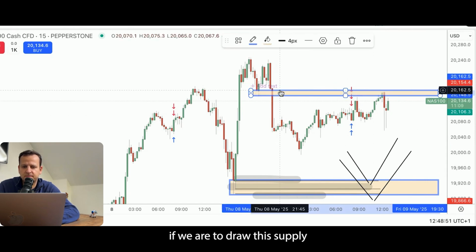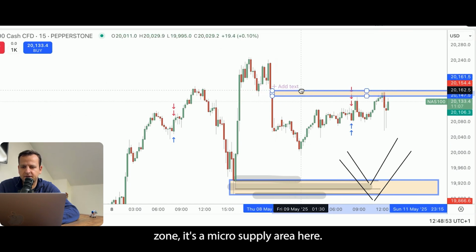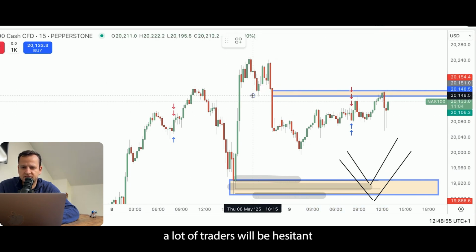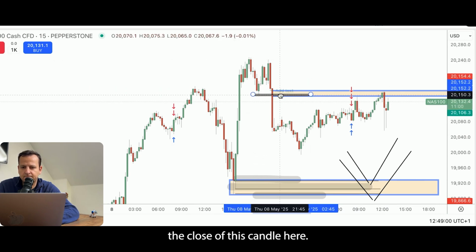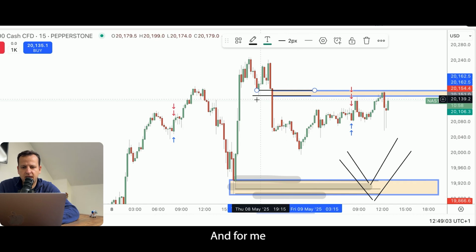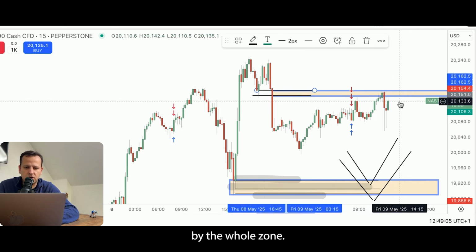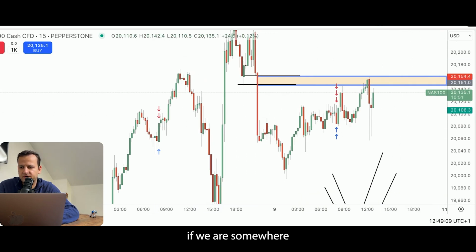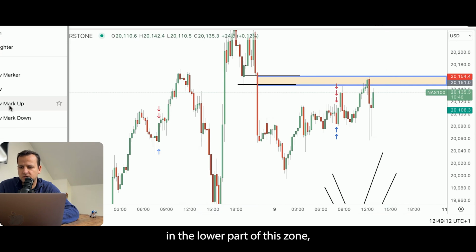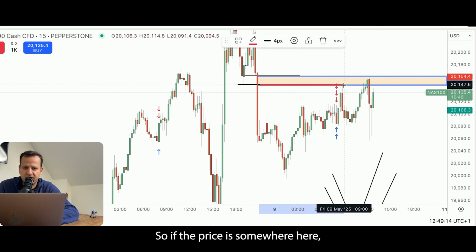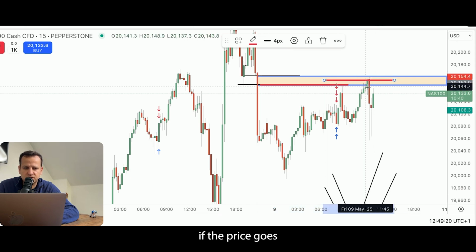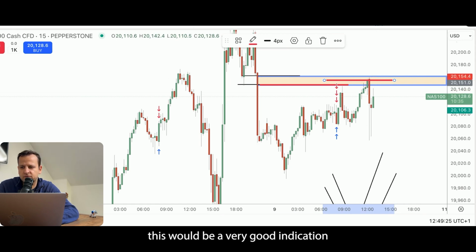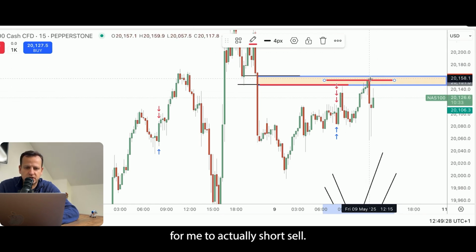If we are to draw this supply zone, it's a micro supply area here. So again, a lot of traders will be hesitant between drawing maybe this line or connecting the close of this candle here. For me, this will be defined by the whole zone. What will be a very strong area? If we are somewhere in the lower part of this zone, this wouldn't be very strong. So if the price is somewhere here, this wouldn't be a very strong indication for me. If the price goes up to the center or above this area, as you can see here, this would be a very good indication for me to actually short sell.